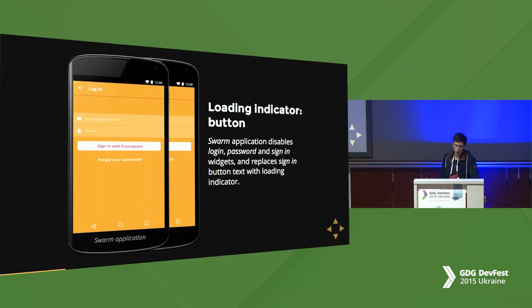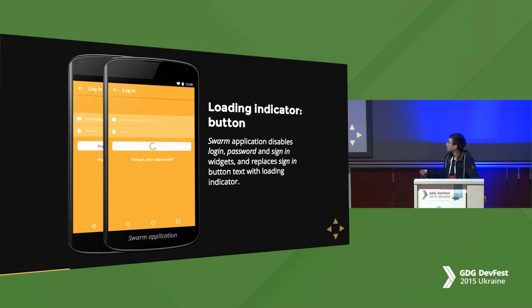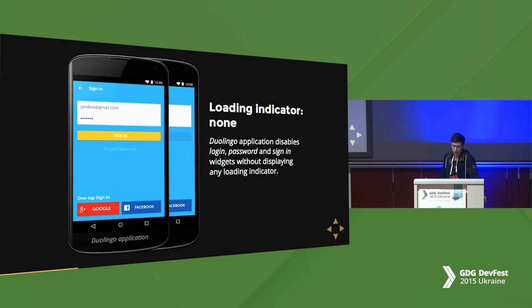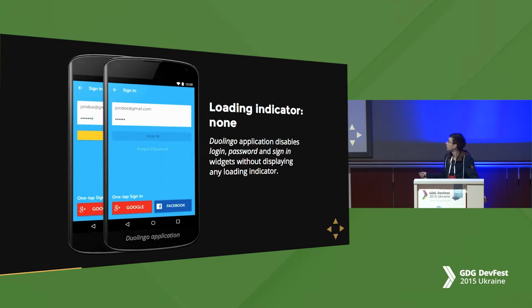Loading indicator. I have a few samples of how you can do this. For example, the Swarm application disables login and password when you click on sign in with Foursquare, and it replaces the sign in button text with a loading indicator. The Wine application displays a classic loading dialog. And my favorite one, the Danylyk application, it disables your sign in button, disables input fields, and does not display any loading indicators.